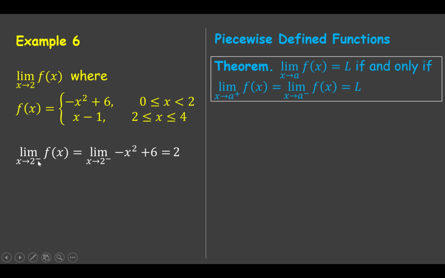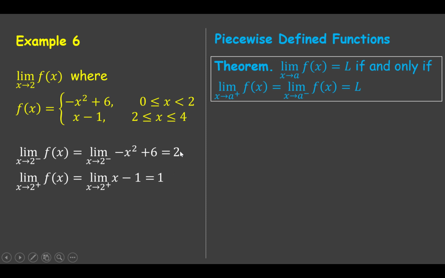When x goes to 2 from the left, meaning x is less than 2, you have to use the first expression, so minus x squared plus 6. And now this is a very simple limit. You simply substitute x equals 2, so minus 2 squared, which is 4. So minus 4 plus 6, that is equal to 2. Let's compute the right limit. Well, this time we're going to use this expression. Again, x equals 2. You can substitute that into here. So you get 2 minus 1, which is equal to 1.